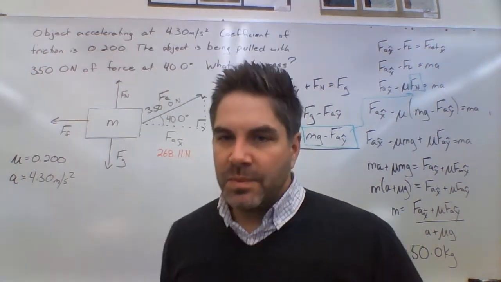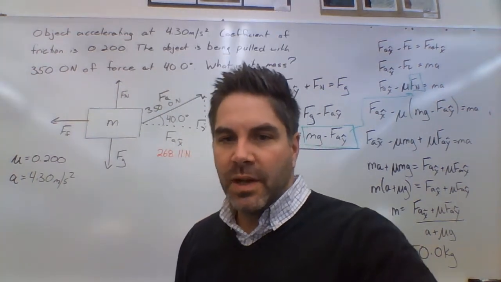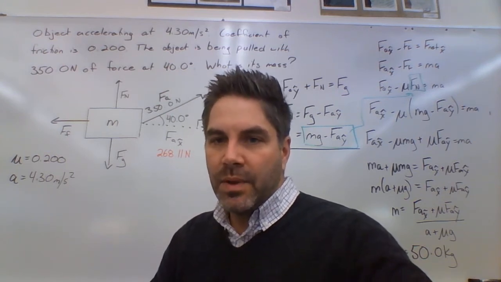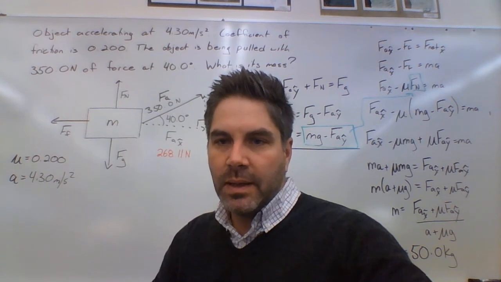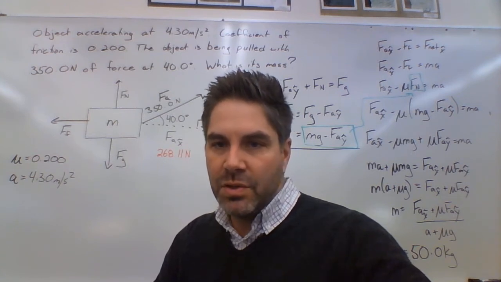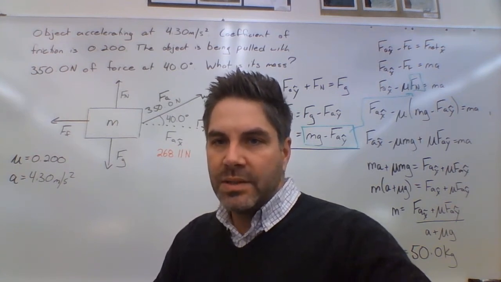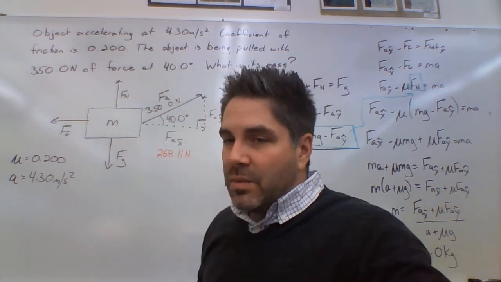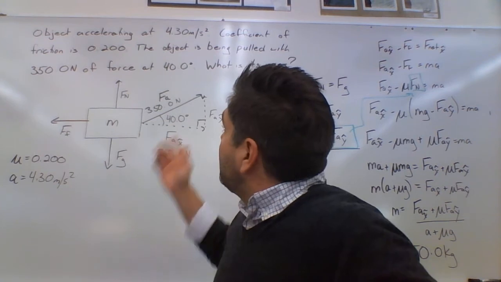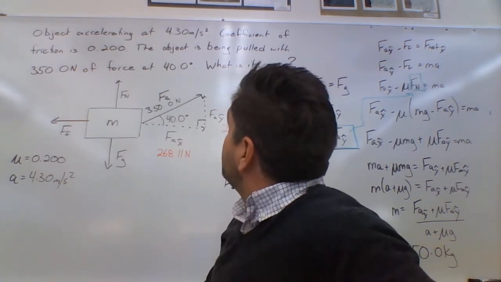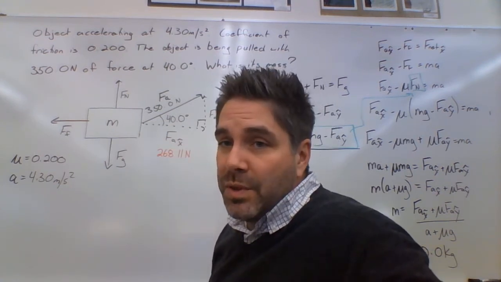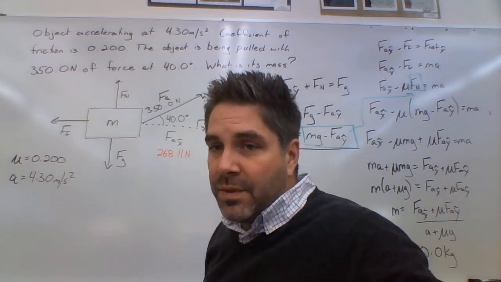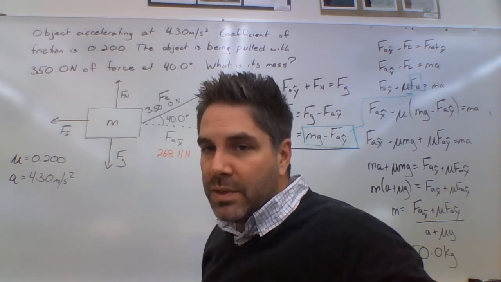So, as I mentioned before, this problem is meant to be a reflection of what you saw in number 15, where you have a scenario with an applied force, a known angle, an acceleration given to you, but an unknown mass. Just a quick recap of the information on the board: the object has an acceleration of 4.30 meters per second squared. The coefficient of friction is 0.200. This is all because of an applied force of 350.0 newtons at an angle of 40.0 degrees.